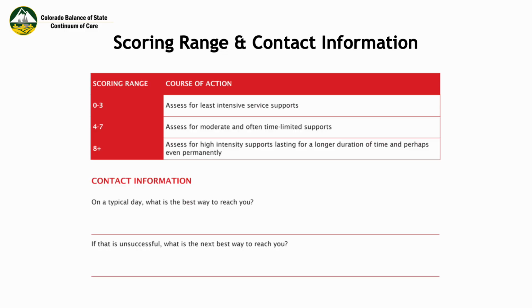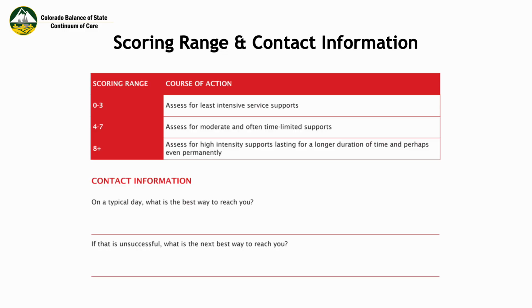Let's look at the red box and recommended courses of action based on the VI SPDAT score. These are just recommendations and say that if someone scores between a 0 and 3, they may only need the least intensive service supports, which might include 1 month's rent or deposit assistance. And if they score between a 4 and 7, they may need moderate or often time-limited supports like transitional housing or rapid rehousing. And if they score 8 or higher, they may need high-intensity supports that last for a longer duration of time, or perhaps even permanent, like permanent supportive housing.